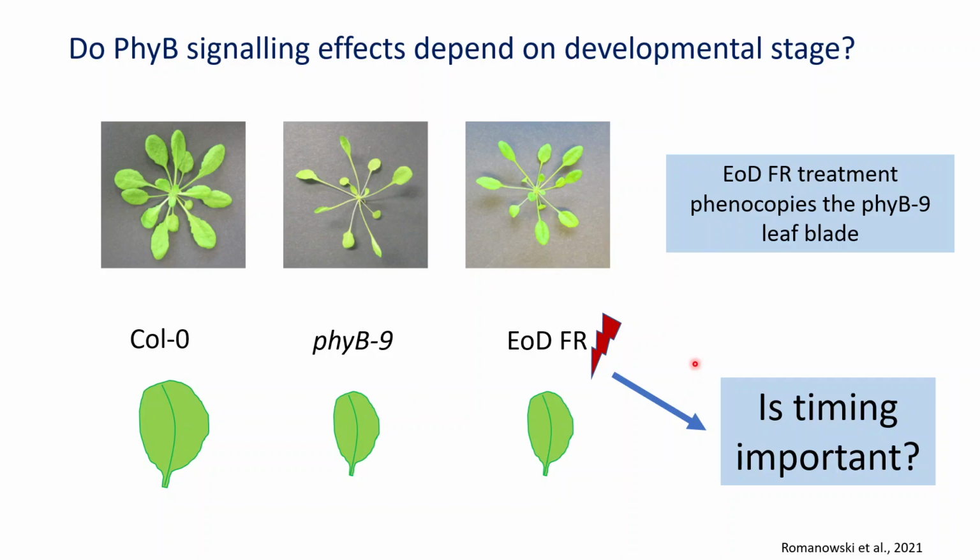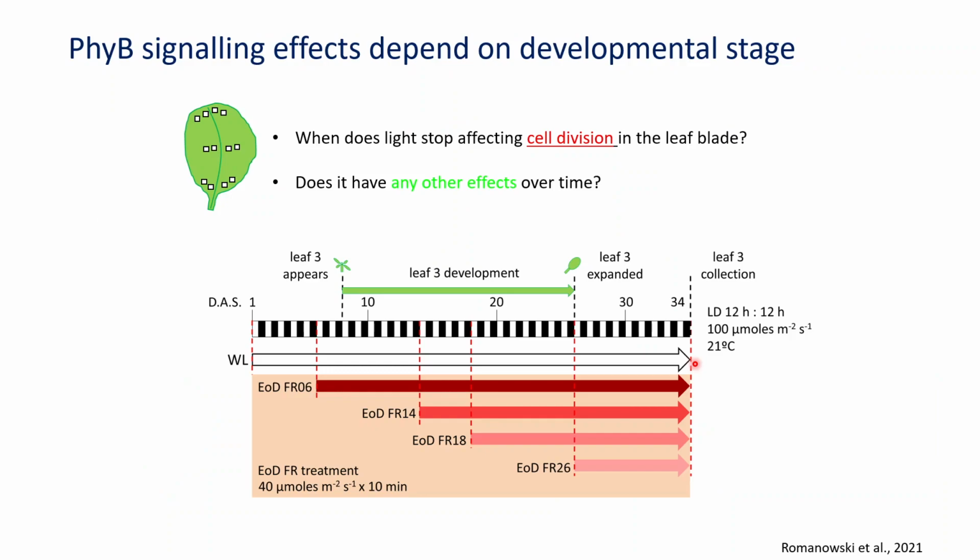So armed with this tool, we could ask ourselves, is timing important? To answer that question, we designed this experimental schematic that you see here, where some of the plants were kept the whole time under white light conditions, some of them were treated with end-of-day infrared since early in leaf development, some of them midway through leaf development, and some of them at later points, since day 18 or since day 26. So using this particular design, we could ask, when does light stop affecting cell division in the leaf blade, and also if there are any other effects over time. Is it just cell division, or can cell expansion be affected as well?